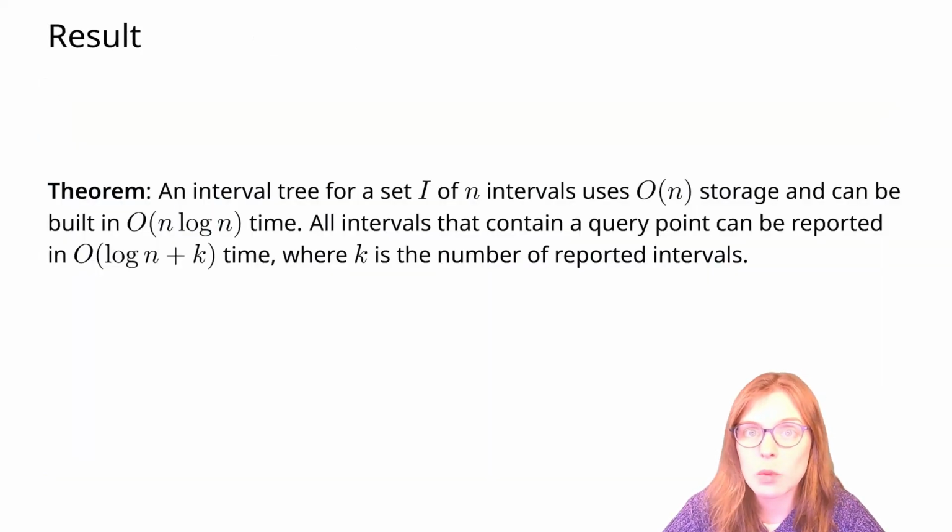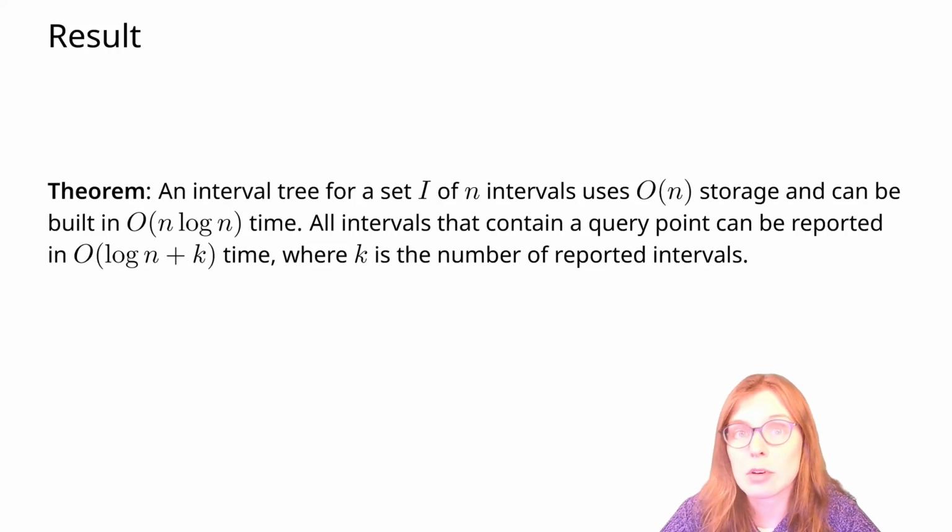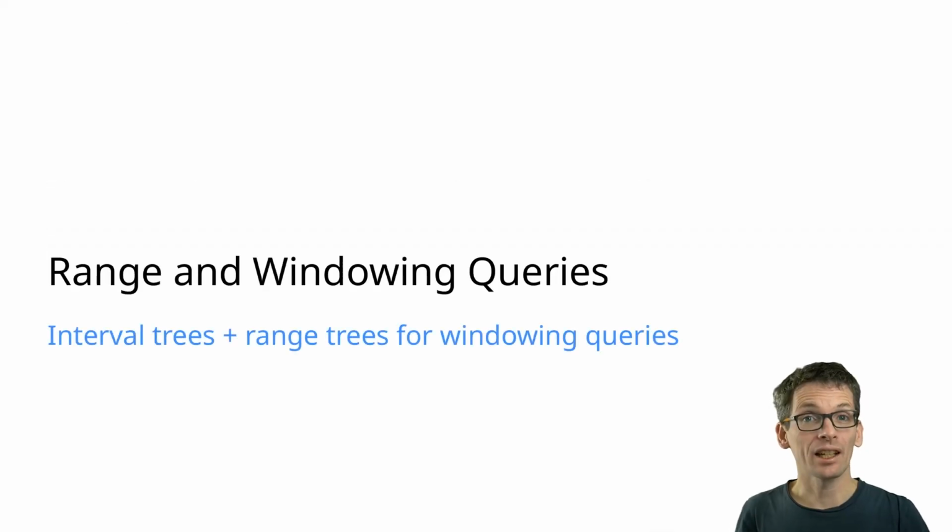To summarize, we can build an interval tree on a set of n intervals. The tree uses linear storage and can be built in big O of n log n time. And the query running time is big O of log n plus k, where k is the number of intervals that are reported. We now know what an interval tree is, but we don't know yet how to use it for windowing queries. So let's get started.